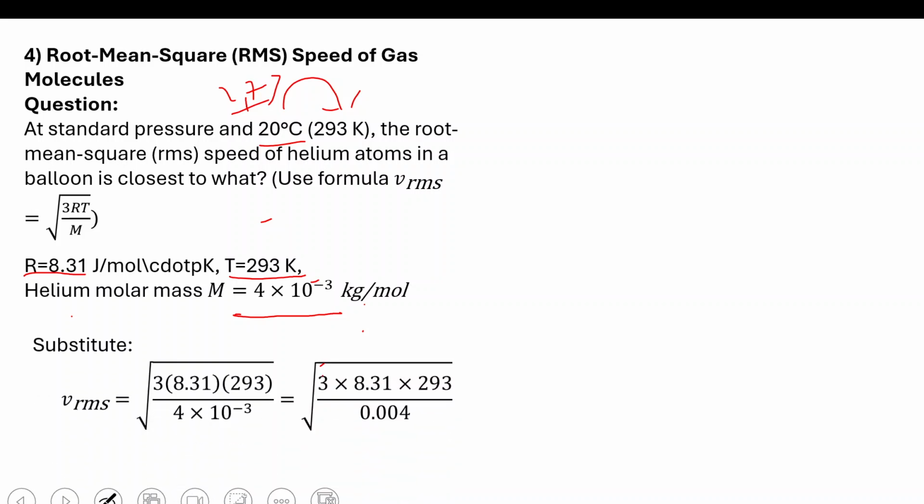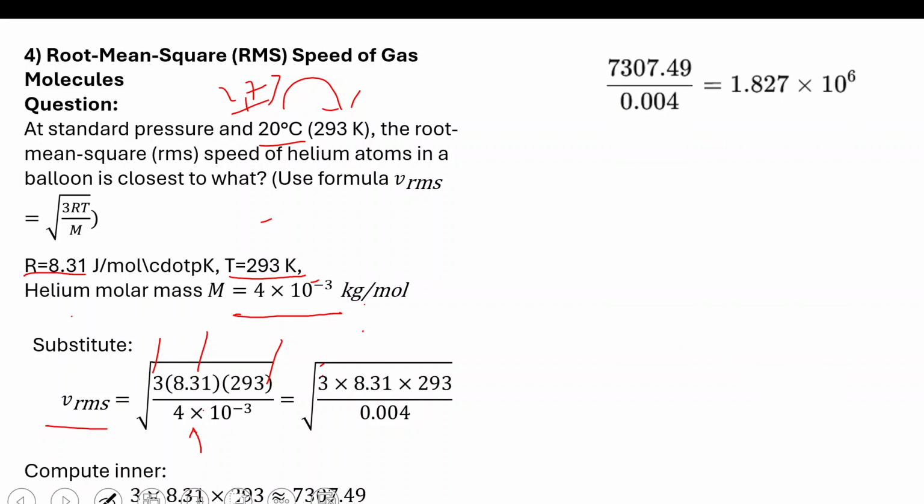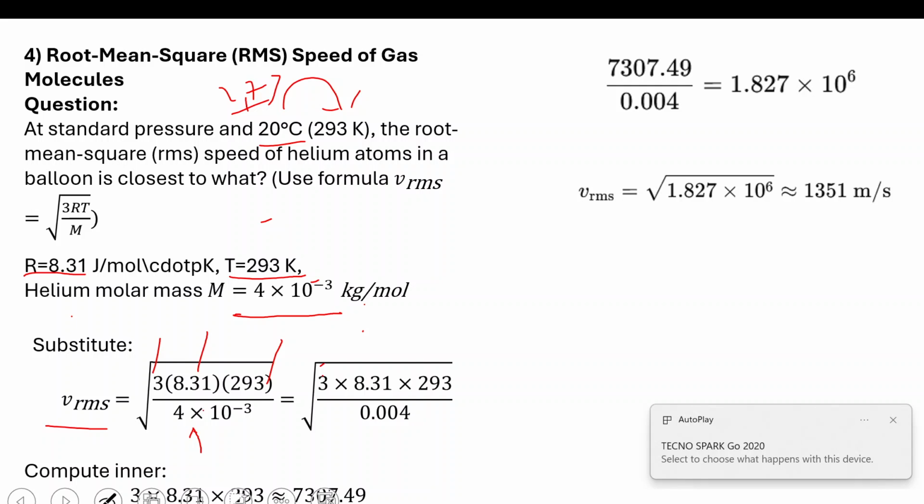So what we simply do is plug the parameters into the formula. So this now becomes VRMS is equal to the root of 3RT over M. R is a universal constant, so it is also given here. T is the temperature in Kelvin, and it's given. And M under here is the molar mass, which is also given. So when you plug everything in and calculate, we're getting 1.827 times 10 to the power 6. So by the time you do the square root, you'll get 1351 meters per second. So this is actually velocity, approximately.